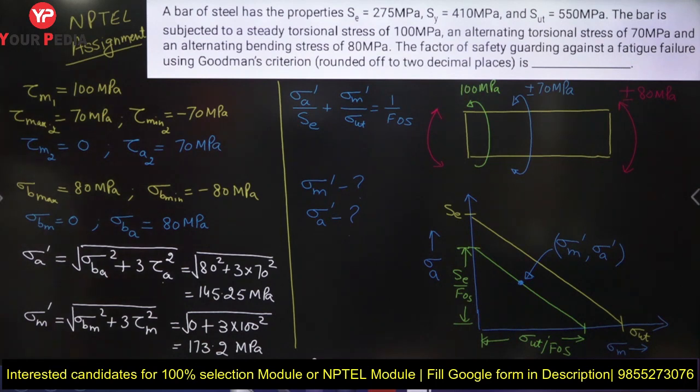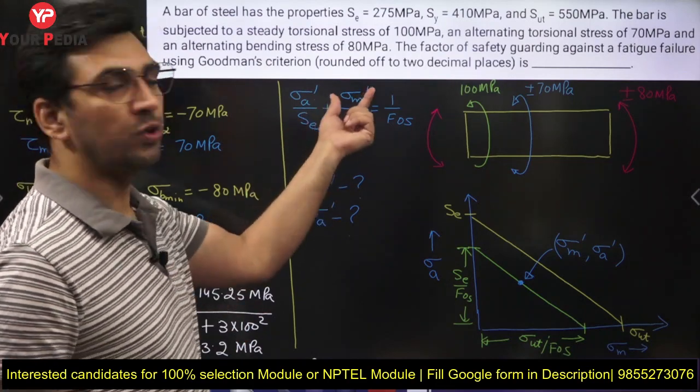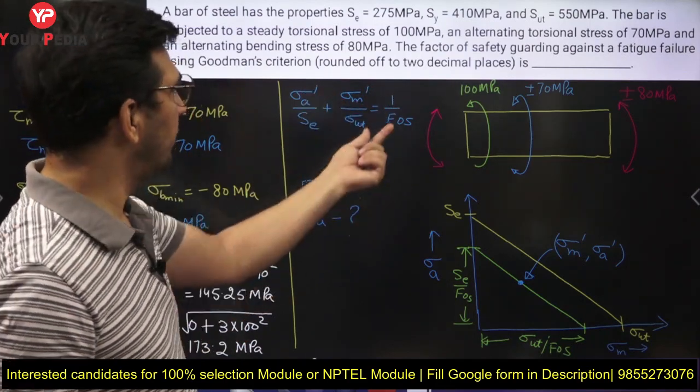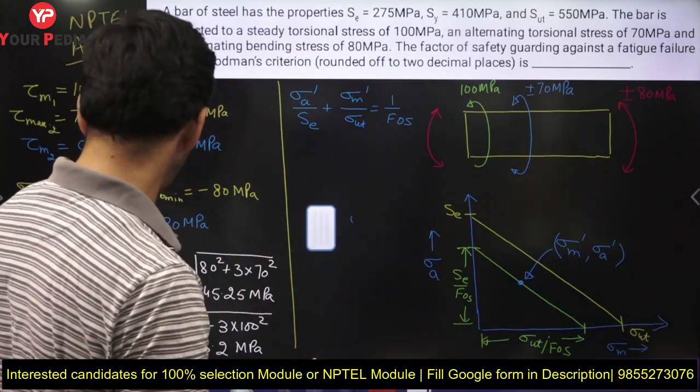173.2 megapascal. That's all. So my job is done now. So I have been able to find out. Now the rest I have to input these values over here. Then I will be able to find out the factor of safety. Now just input the values.